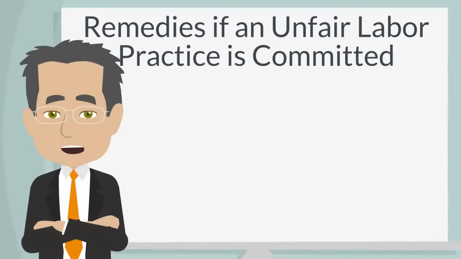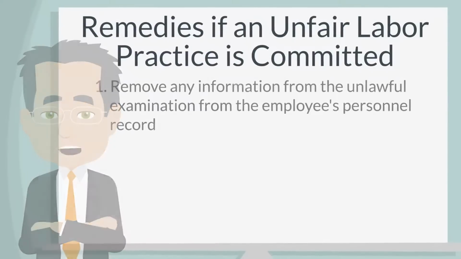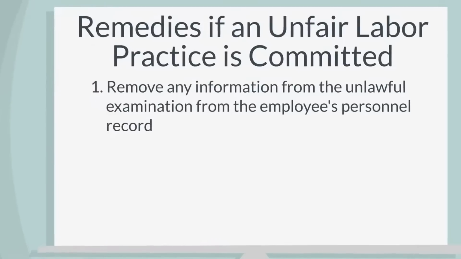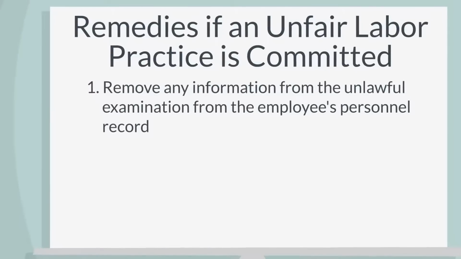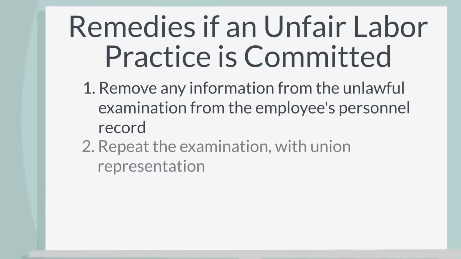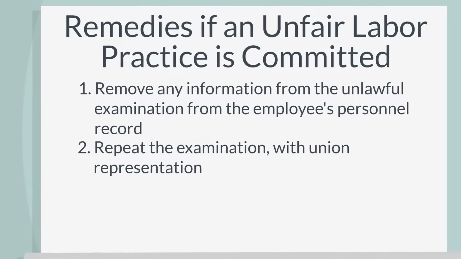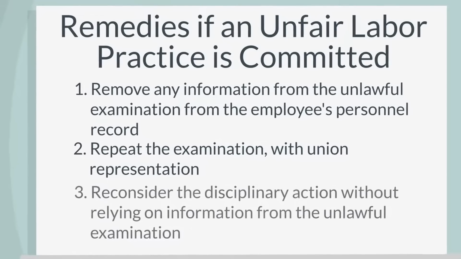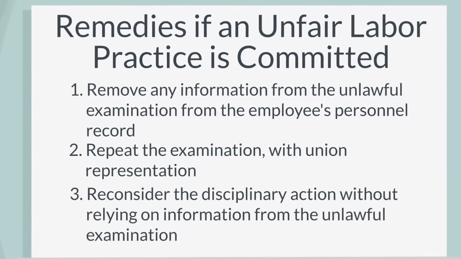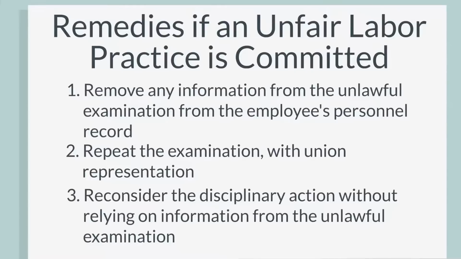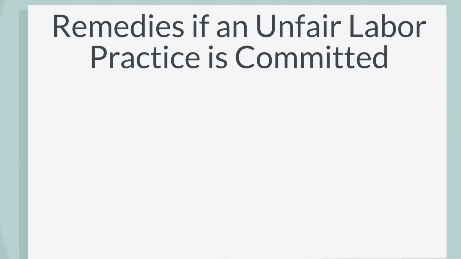As a remedy, expect an order that the agency, first, remove any information from the employee's personnel record from the unlawful examination that could harm the employee. Second, repeat the examination with union representation. And third, reconsider the disciplinary action without relying on any information obtained during the unlawful examination.